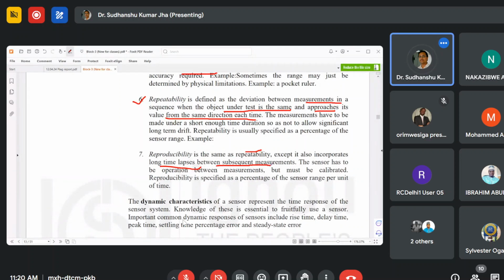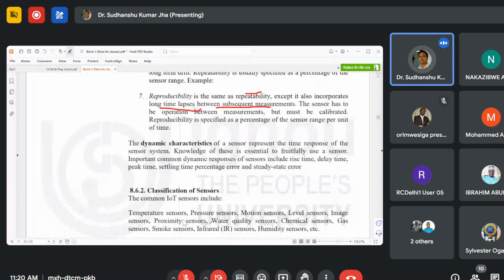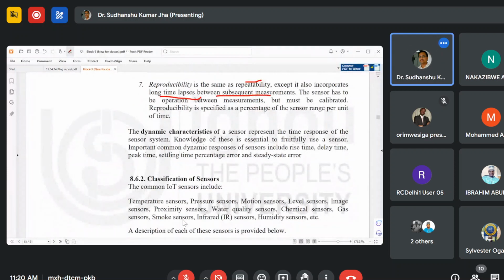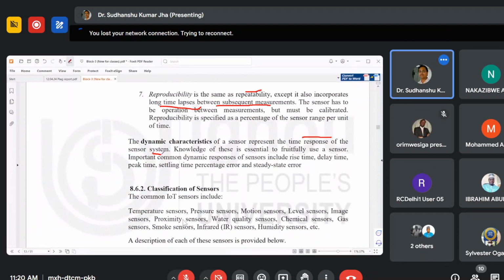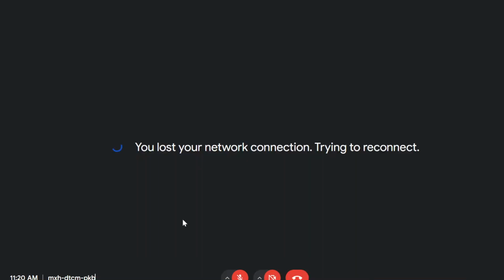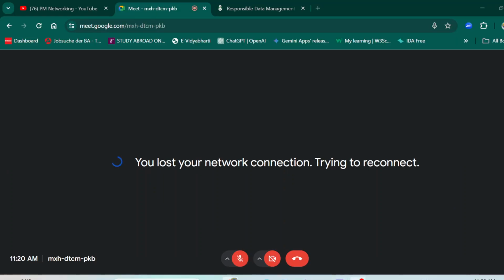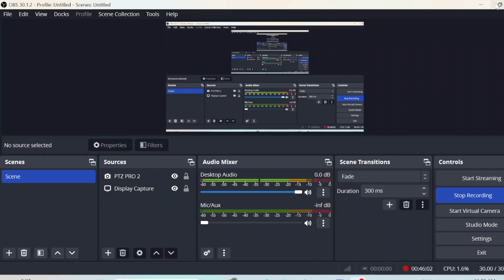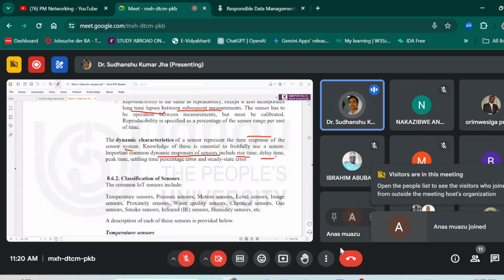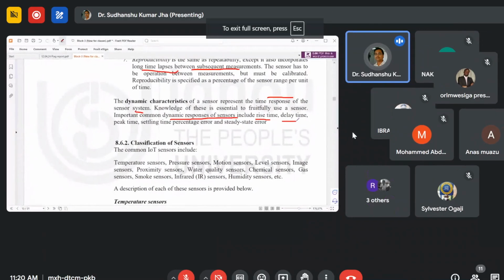So dynamic characteristics of the sensors represent the time response of the sensor system. Delay is basically how much time it takes to sense the data and send the data.